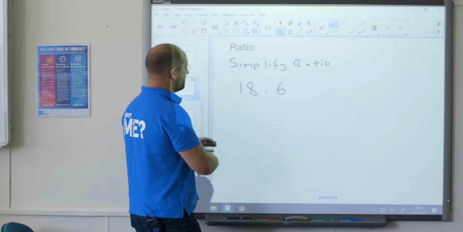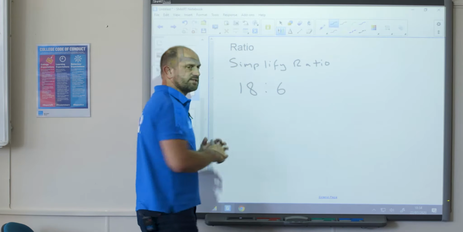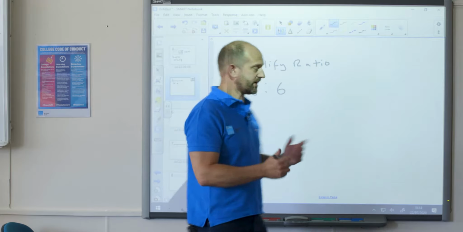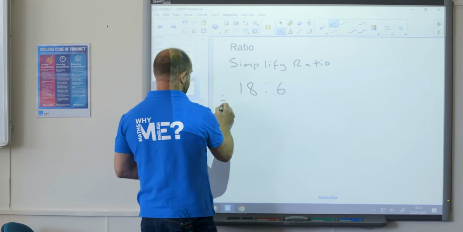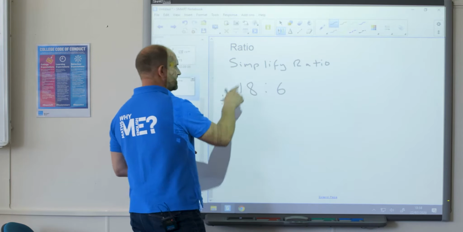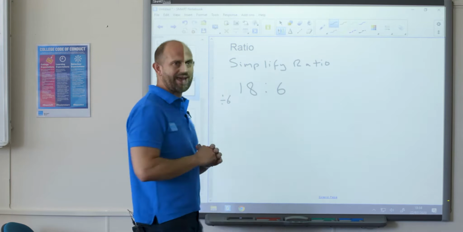So here, both 18 and 6 can be divided by 6. So here I'm going to divide them both by 6 then. So how many 6s go into 18? Well, that is 3. How many 6s go into 6? That is 1. So 18 to the ratio of 6 simplified gives me a simplified ratio of 3 to 1.